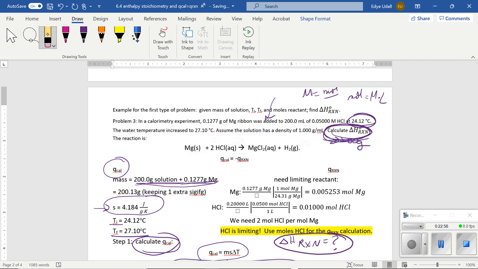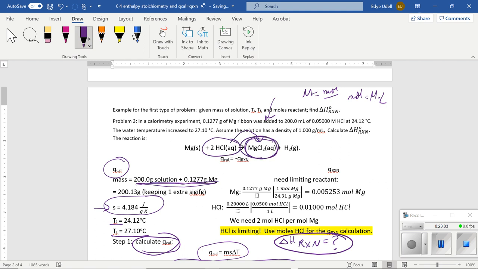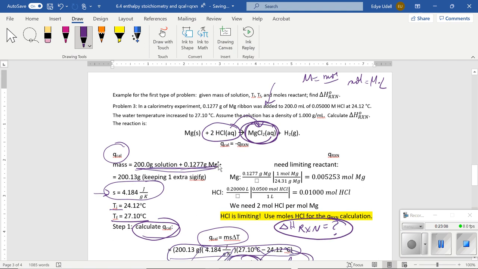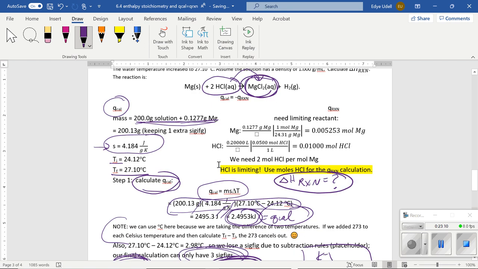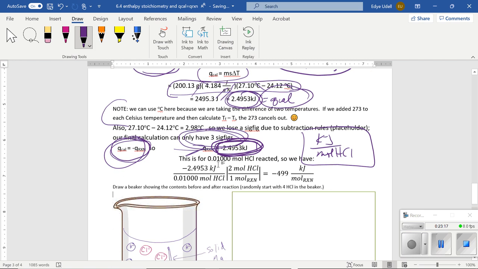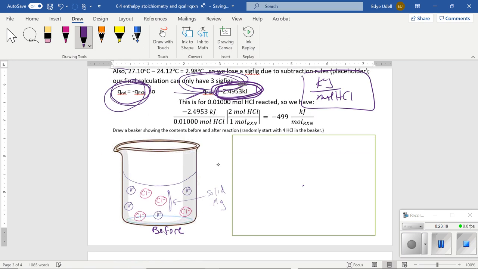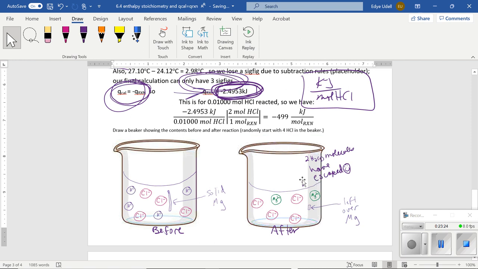And don't forget, here's our reaction. Now, for every 2 HCls, I make 1 MgCl2. So in the products, I should have 1 MgCl2. And remember, HCl is limiting. I'm going to have a little bit of this left as a solid. Not all of it, some of it. So over here, let's get rid of that little dot that I actually made in there. It's not gonna, oh, there we go.